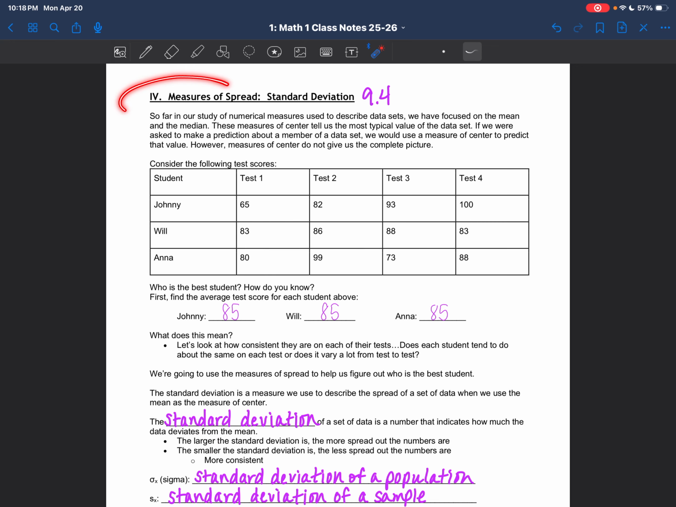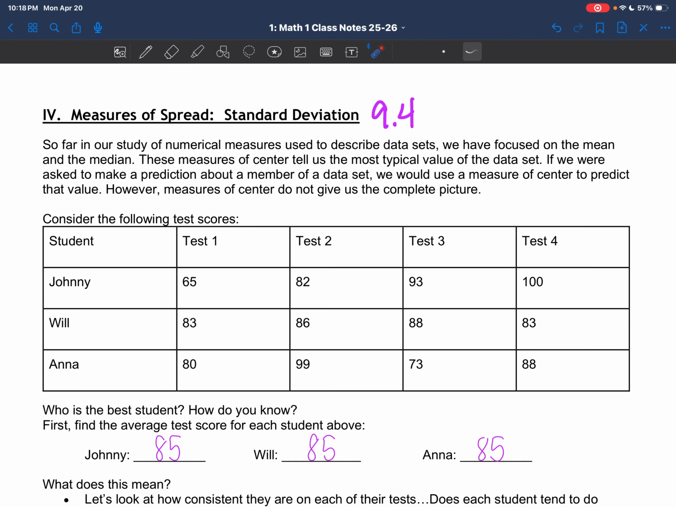All right, today we're going to talk about our measures of spread and standard deviation. So far we've used numerical measures to describe data sets. We focused on the mean and the median, and they tell us the measures of center and the most typical value of the data set. But if we were asked to make a prediction about a member of the data set, we would use a measure of center to predict that value. However, measures of center do not give us the complete picture.